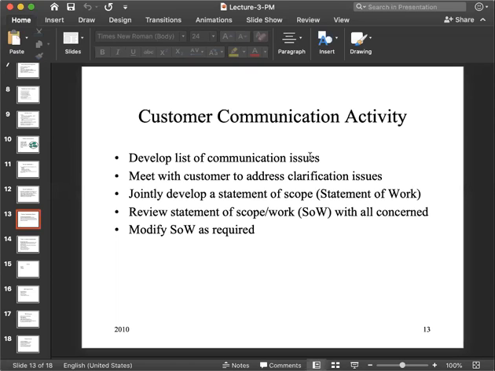So for this, you first have to make a list of the topics I will discuss with the customer. So first you need to develop a list. Then you need to meet with the customer to address and clarify issues. Then you will meet with the customer and clarify the issues between each other. Then jointly develop a statement of scope, which is called a statement of work.